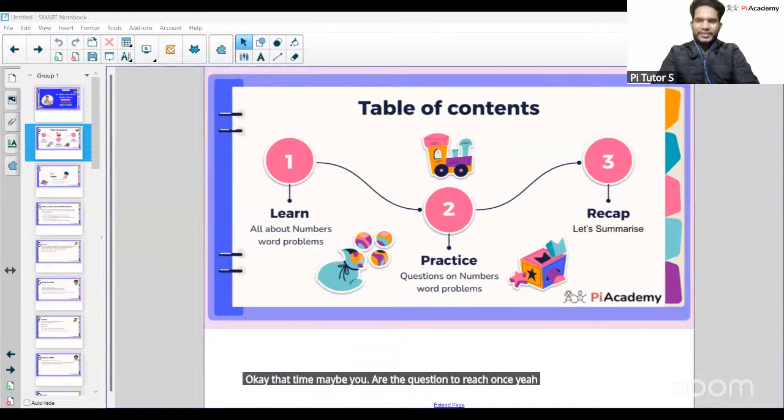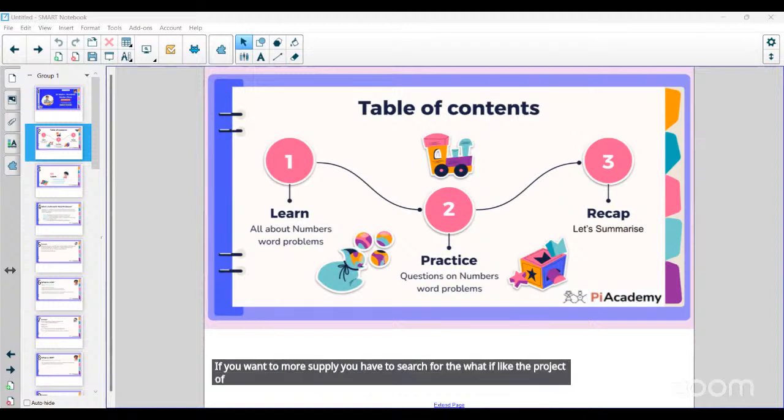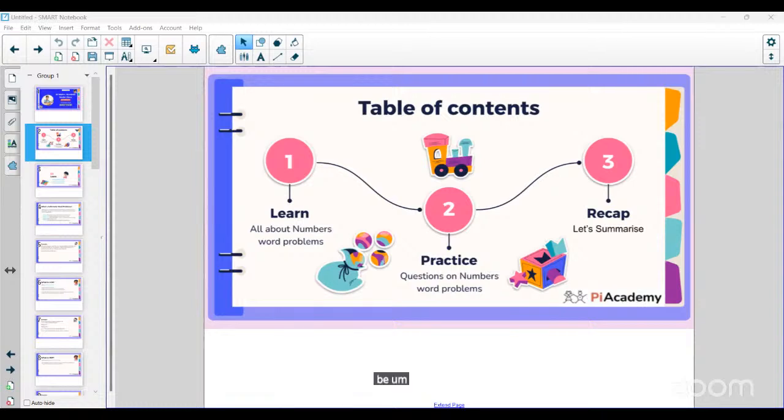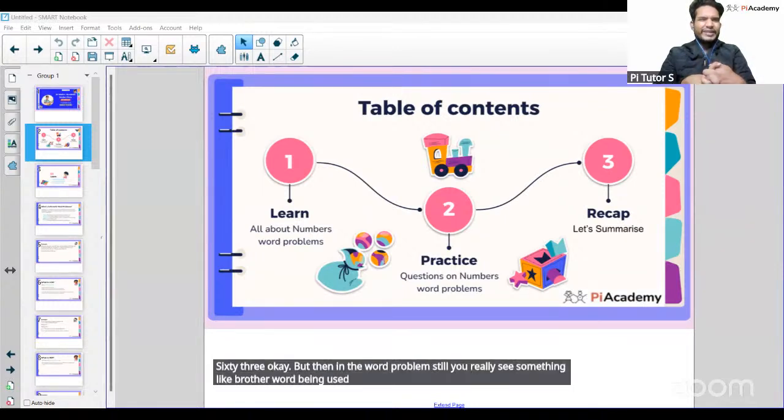Yes, Akshita? If you want to multiply, you have to search for the word. If it says the product of 7 and 9, then it's going to be 63. Okay. But in the word problems, do you really see something like the word product being used? Quite rarely, right?